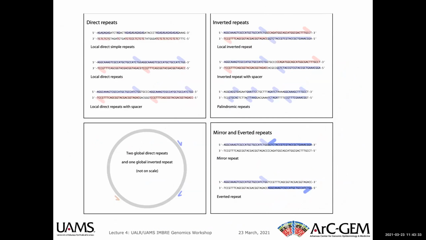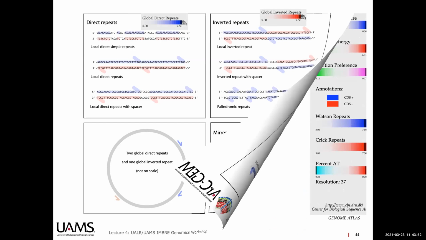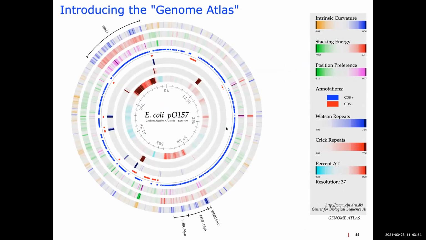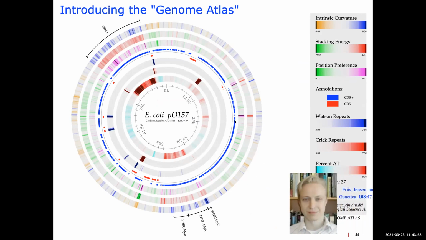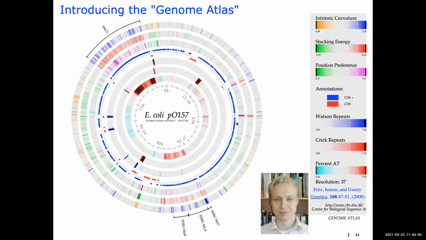So you can look at repeats as well. So we have direct repeats, we have inverted repeats, and then you have something called mirror repeats and everted repeats. So we're not going to really look at that. So direct repeats, again, are blue, and inverted repeats are red. So now here's the Genome Atlas. And in fact, this is Karsten. This is back 21 years ago. So Karsten, this is part of his PhD project.